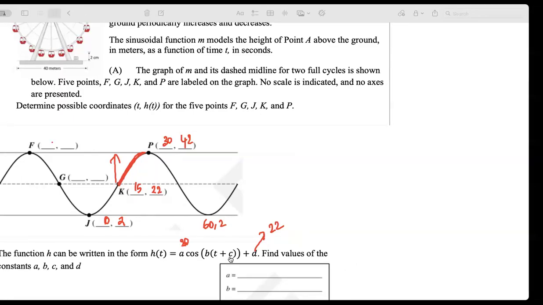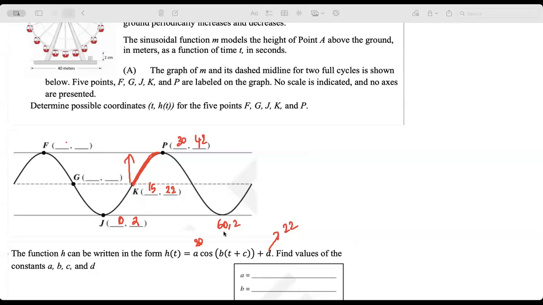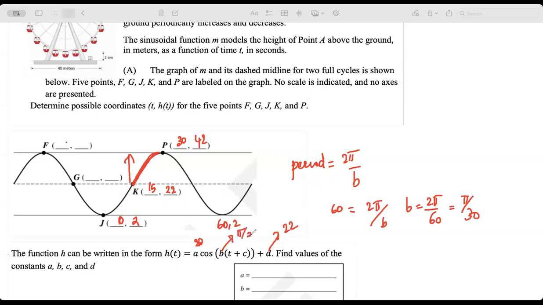Yeah, B is 2 pi over the period, and the period is 60. Yeah, 2 pi by B. Period is 60, which is 2 pi by B. So B will be equal to 2 pi by 60, or pi by 30. Any questions there? So B will be equal to pi by 30. Now T is your x variable, but you have to find out C.